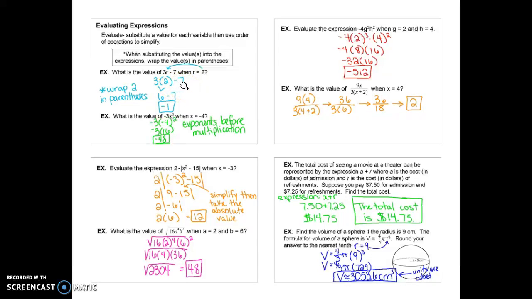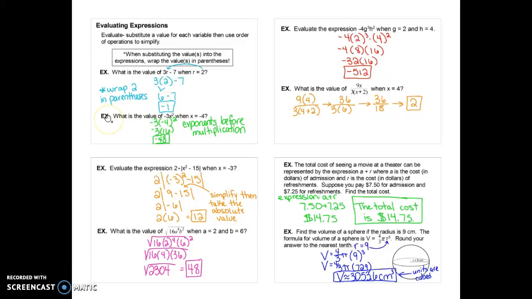Okay, now you're going to follow order of operations, so it's the exact same as the previous concept. We have multiplication and we also have subtraction. So according to order of operations in PEMDAS, multiplication comes first. So 3 times 2 gives us 6. Carry down your minus 7. And then you're going to finish it. 6 minus 7 is a negative 1. So negative 1 is your final answer.